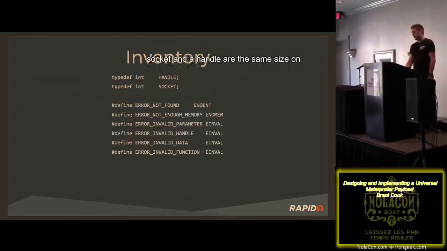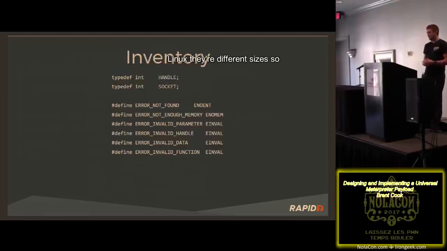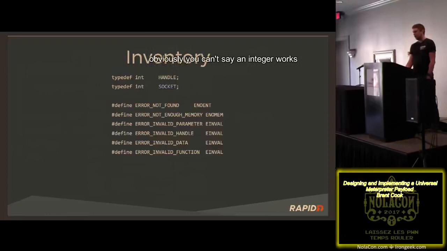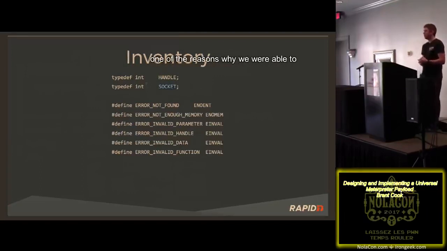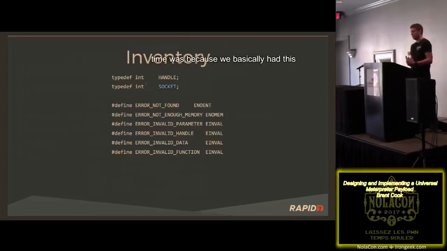Like, for instance, on Windows, a socket and a handle are the same size. On Linux, they're different sizes. So obviously you can't say an integer works for both of them. And in fact, that was one of the reasons why we weren't able to get 64 bits running on Linux for a long time. It was because we basically had this fundamental type mismatch throughout the entire system.